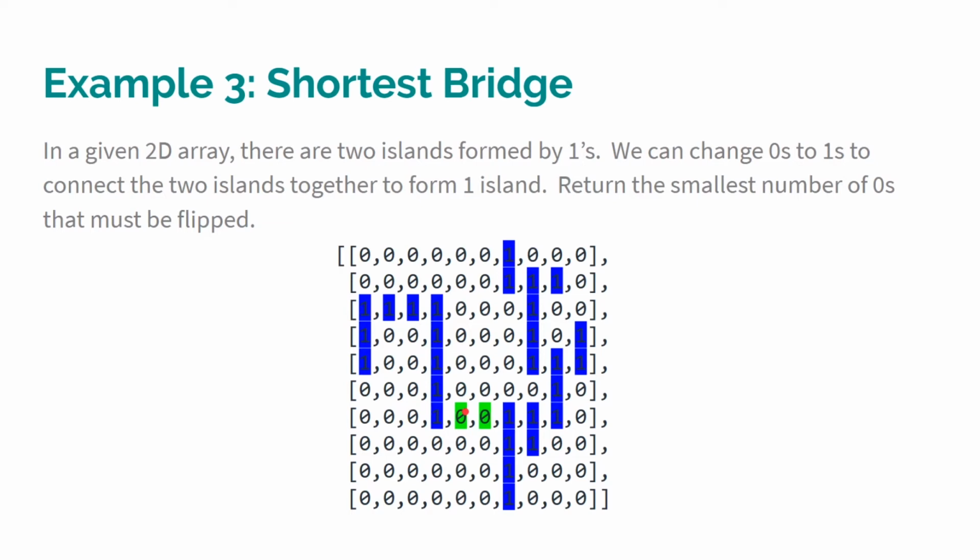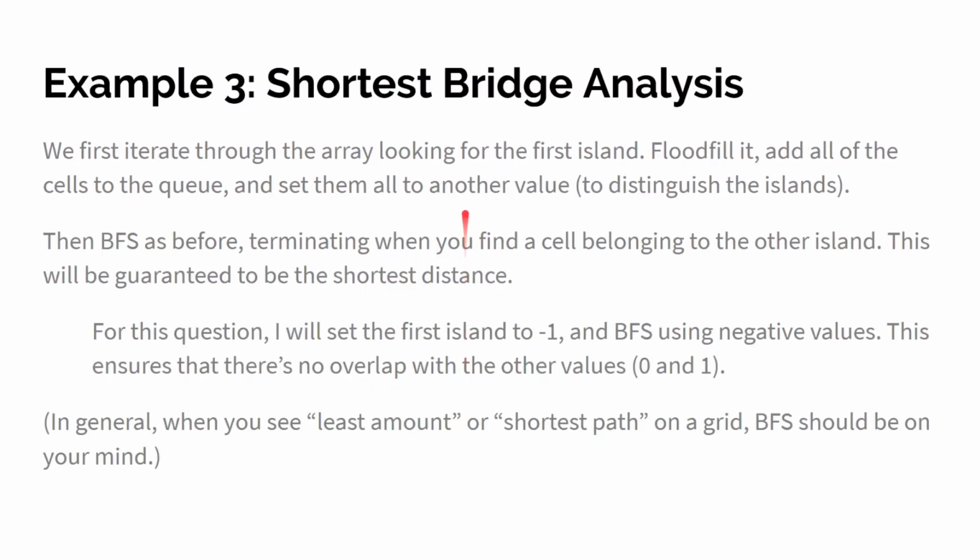Again, you might think of using breadth first search, right? So we first iterate through the array, go through every single cell checking for a 1, and we flood fill it to a different number to distinguish the two islands, just to make sure that we can tell the two apart. And then we also add all of the cells that we find to the BFS queue, and then we just BFS as before, and we terminate when we find a cell belonging to the other island.